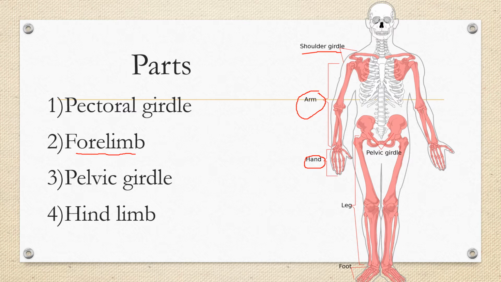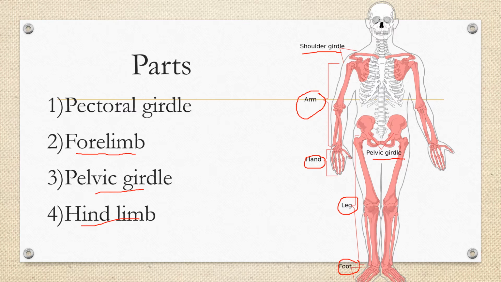The third part will be pelvic girdle. Pelvic girdle means the hip girdle. The bones that constitute your hip region are the pelvic girdle. And the fourth part is hind limb. Hind limb means your leg and your foot. The bones present in your leg and feet will be included in hind limb.